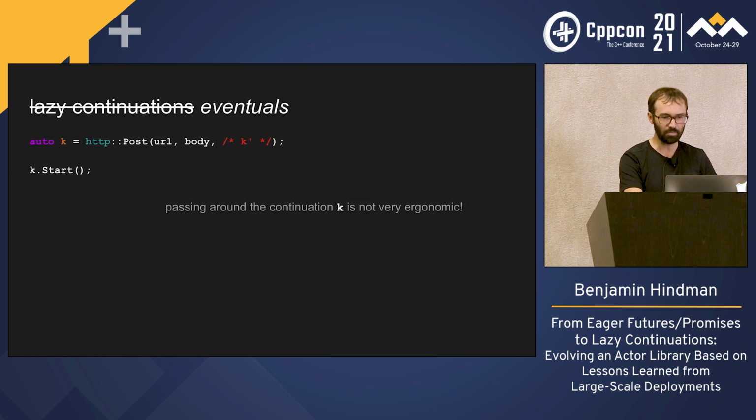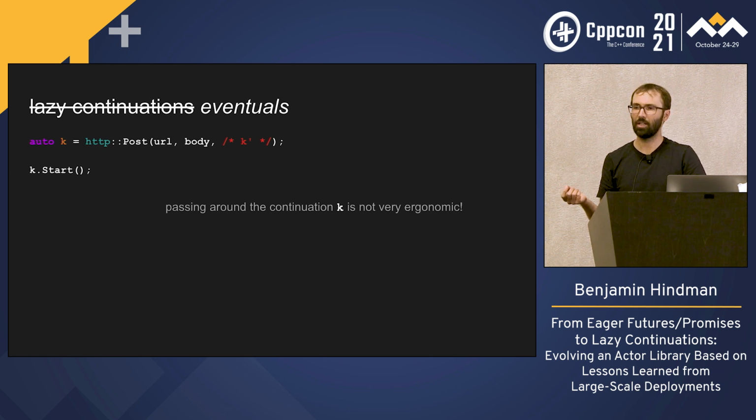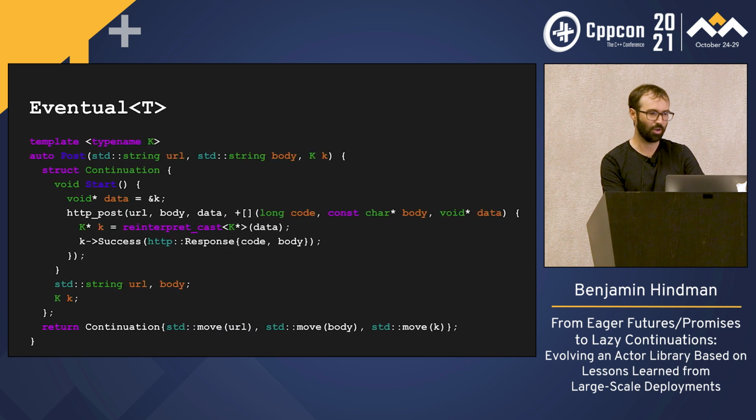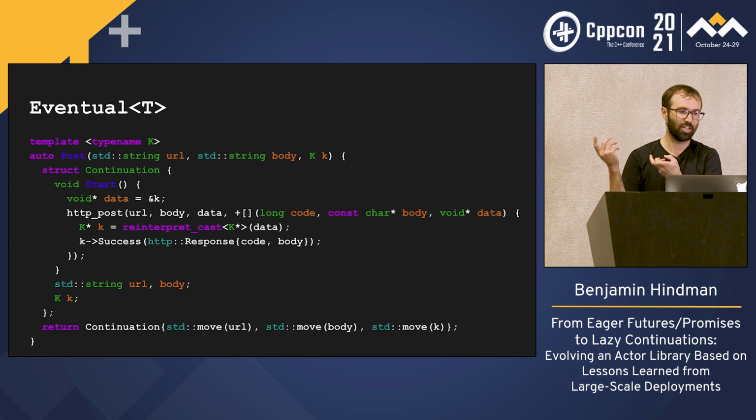Now, one of the things we didn't love was passing around the continuation k. In our experience, it wasn't very ergonomic. It led to an inverted control flow, or control structure, of the code. So we ultimately said, well, can we solve that problem too? And we did, by creating this eventual type.